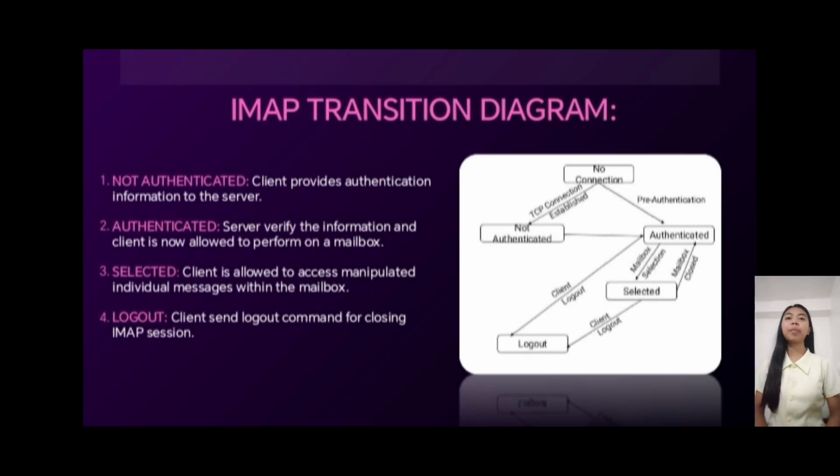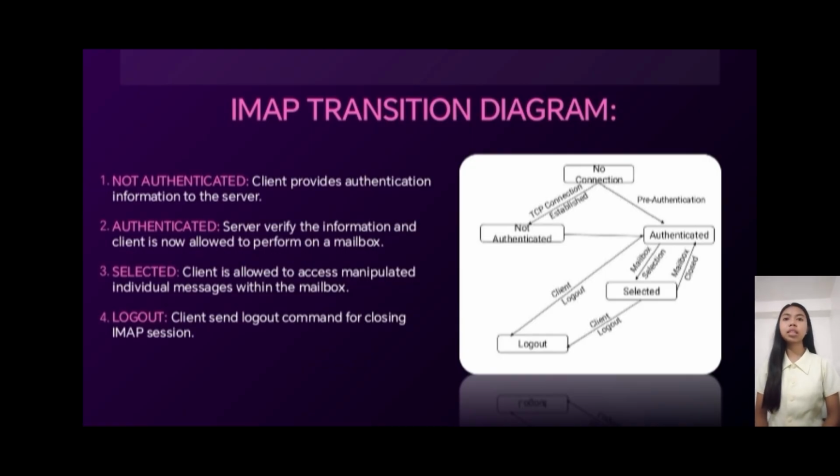Now let's discuss the IMAP transition diagram. So there are four states in the IMAP transition diagram. First is not authenticated. Clients provide authentication information to the server. Second, authenticated. Server verifies the information and client is allowed to perform on a mailbox. Third is selected. Client is allowed to access and manipulate individual messages within the mailbox. And fourth is logout, wherein client sends logout command for closing IMAP session.